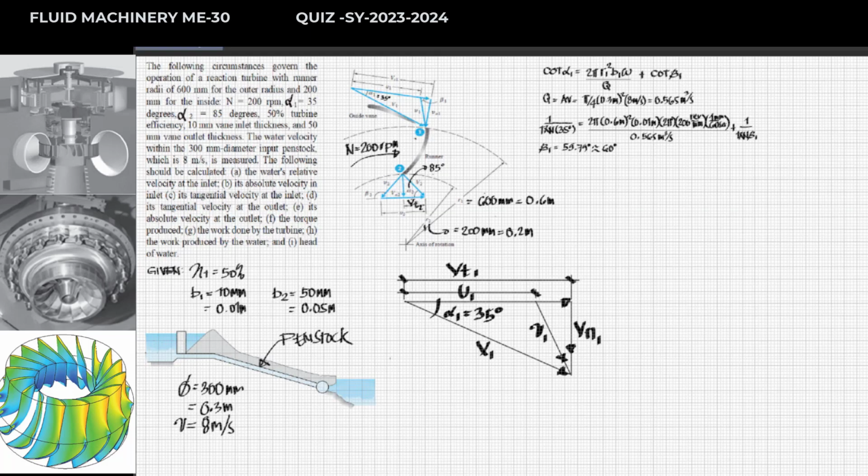Now, I have drawn here, I magnify yung velocity triangle dito ng inlet, no? So, I have my inlet here. This is my beta 1. Okay? So, given that, we have now yung beta, which is equal to 60 degrees. No? So, the problem says, we're looking for the relative velocity.